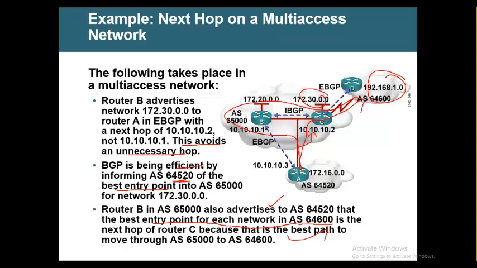Of course, this is a switch. This is the picture of a switch. Every layer 2 will be drawn like this. But they are connected to the same subnet. That's what is called multi-access.